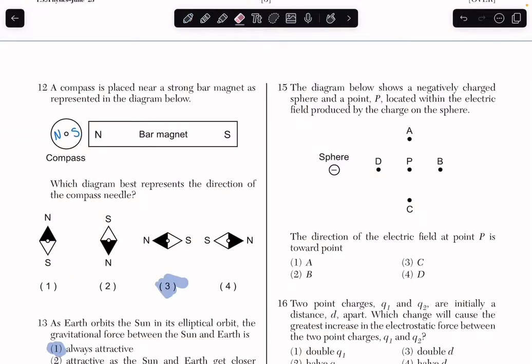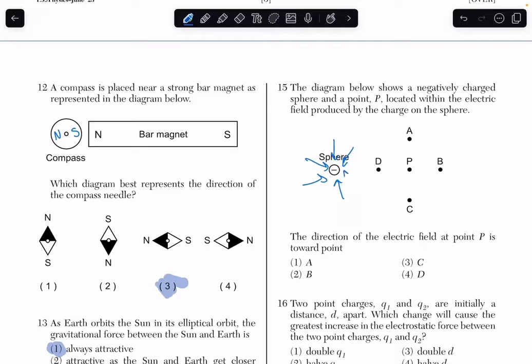15. The diagram below shows a negatively charged sphere and a point P located within the electric field produced by the charge on the sphere. So the charge on the sphere is negative. So remember, negative goes inwards. So the arrows are going to be drawn like this. They're going in. You could just remember this as a little trick, like negative people are self-centered.